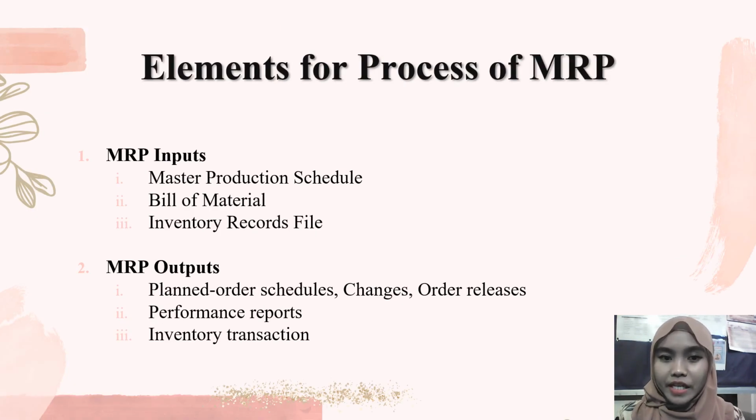For the elements of the process of MRP, there are two types of element, that is inputs and outputs. For inputs, there are three types: master production schedule, bill of material, and inventory record file. And for the outputs, the first is planned order schedule, changes, order release. The second one is performance reports, and the third one is inventory transaction.